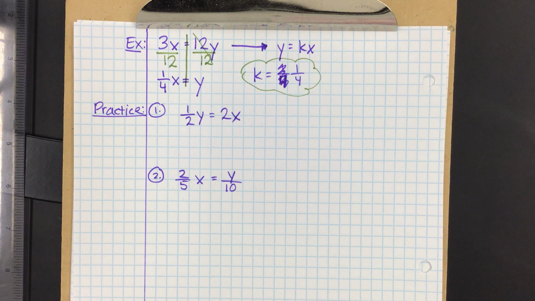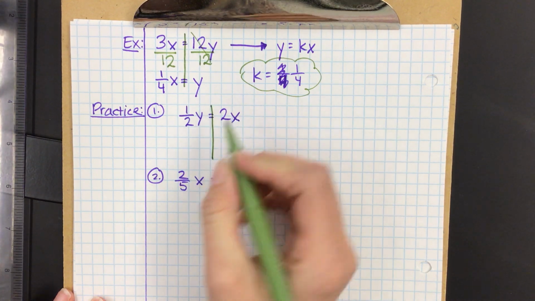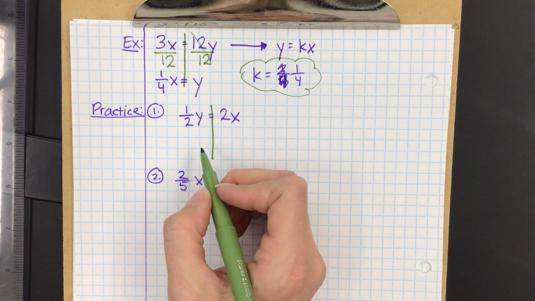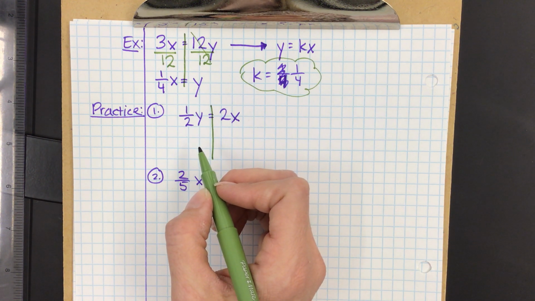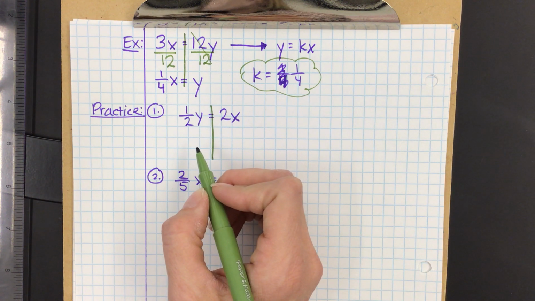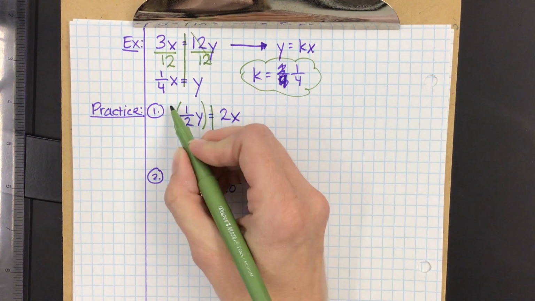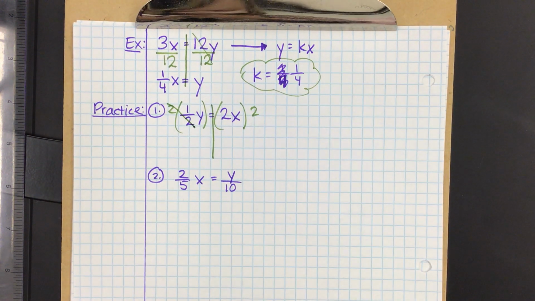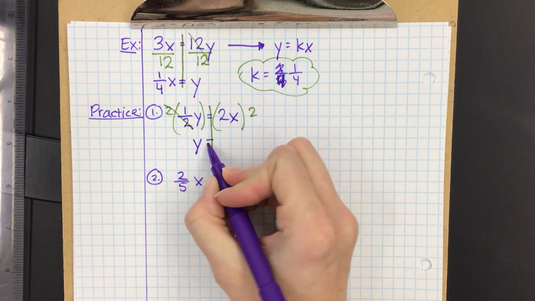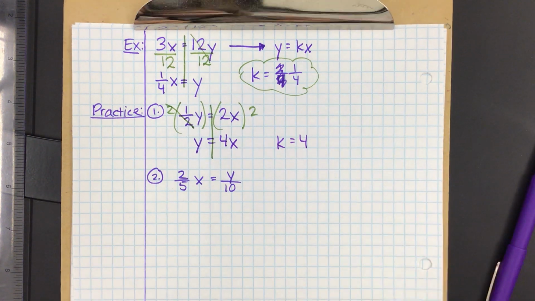It looks like most people are finished up. So let's take a look at these. Okay, on this problem, we could do one of two things. We could divide by 1/2, but that gets messy. But what other skill did we learn that we could use? We could multiply by the reciprocal. Yes. So I'm going to do that. I'm going to multiply by 2 here. And then these will cancel because 2 times 1/2 is 1. And then we're left with y is equal to 4x, which means k is 4.